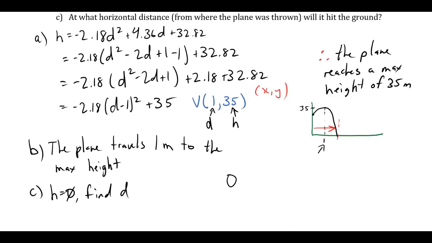Okay, so here we go. 0 equals negative 2.18 D squared plus 4.36 D plus 32.82. You could try dividing through by negative 2.18 and see if that gives you something nice. It's possible that this is factorable, but usually in these cases we use the quadratic formula.